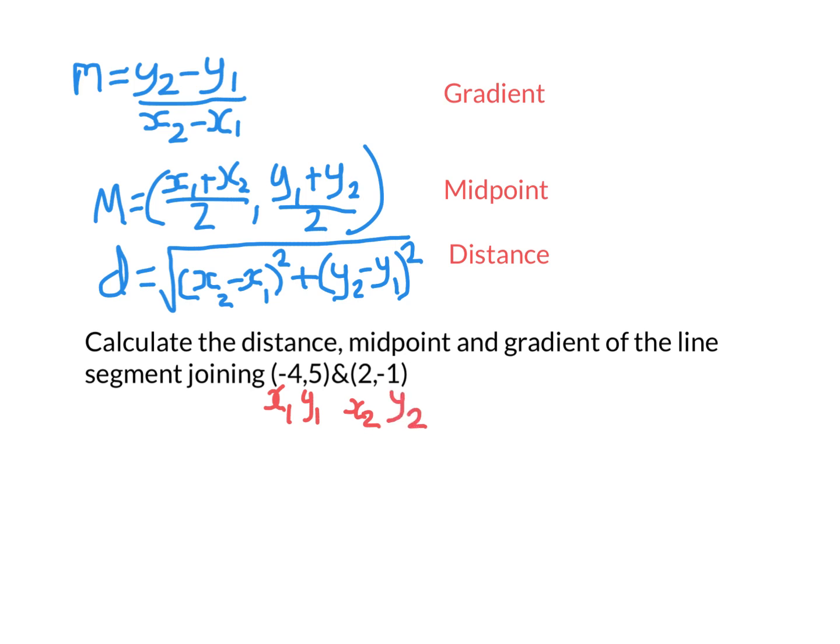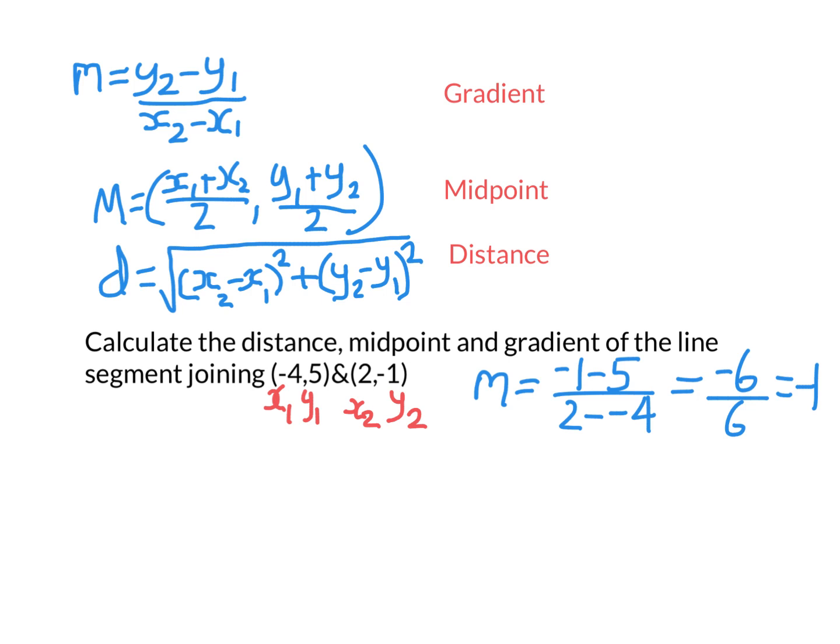Okay, so let's calculate the gradient of the line segment joining these 2 points. This time we're using the formula. So the formula for gradient is y2 minus y1 over x2 minus x1. So negative 1 subtract 5 is negative 6. 2 subtract negative 4 is positive 6. The gradient here is negative 1. So because the gradient's negative, this line segment would lean to the left.